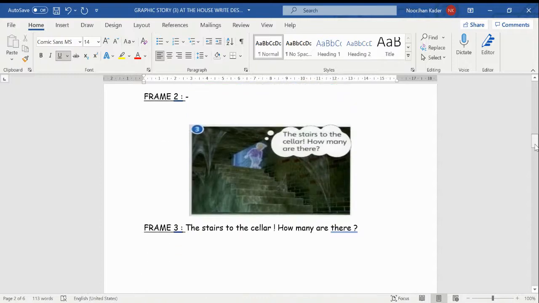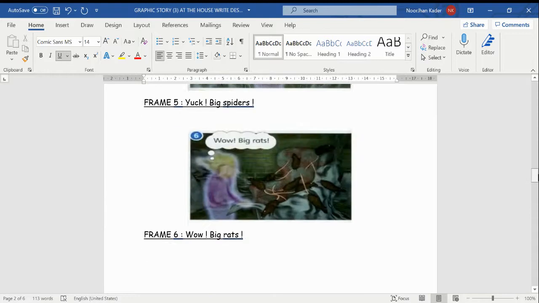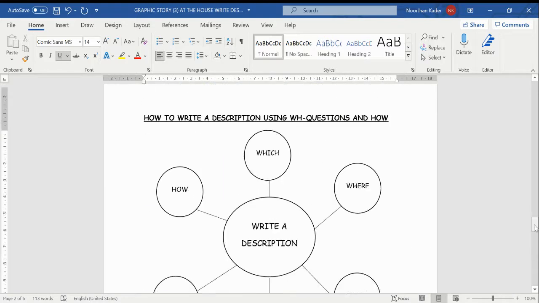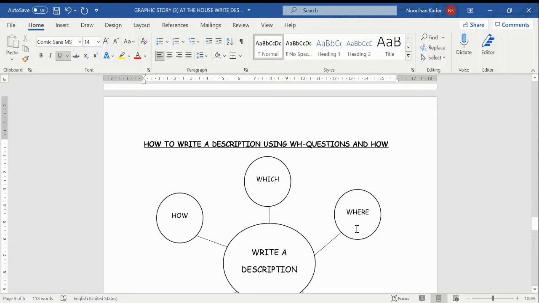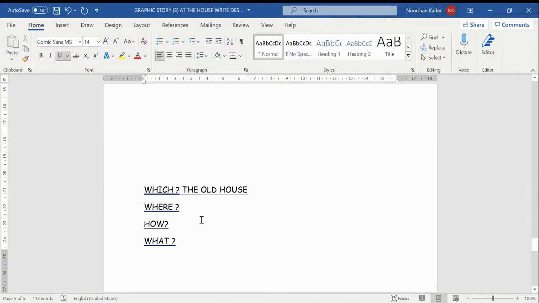Okay, so let's refresh our memory on the five descriptive sentences. The second one is the stairs to the cellar. How many are there? So this actually answers what? Where? Okay, where Misty is.